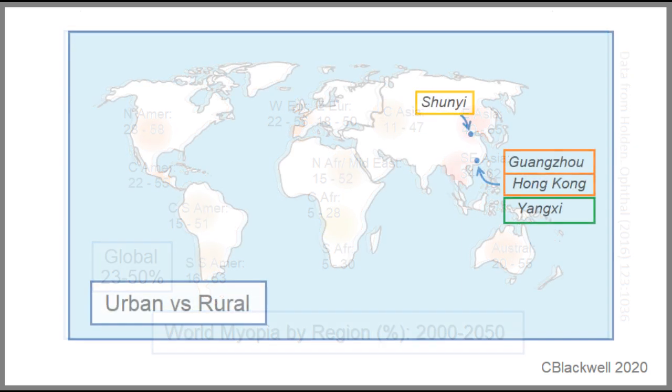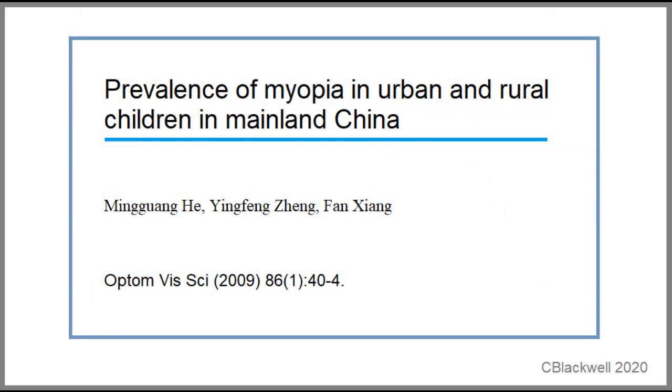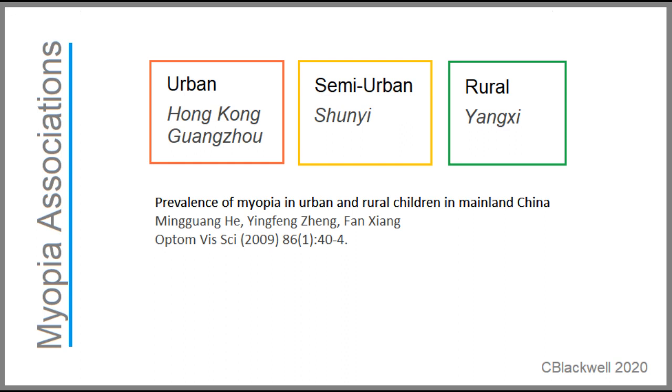What if you look at children from the same country who presumably have the same genetic background, but who live in different environments? Specifically contrasting urban versus rural. In 2019, he and co-workers took a shot at that question by comparing published myopia rates among children in the urban areas of Hong Kong and Guangzhou, the semi-urban area of Shunyi near Beijing, and the rural area of Yangji.